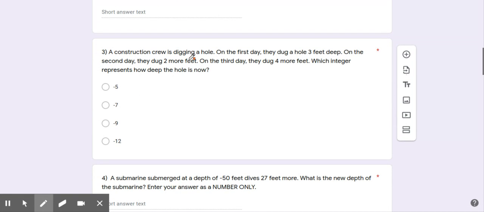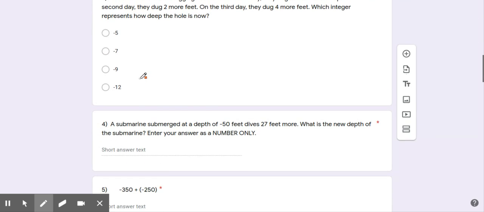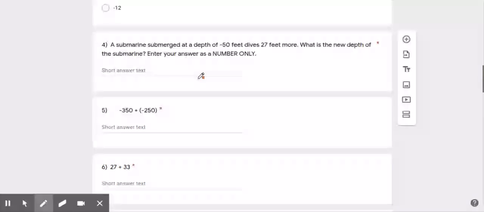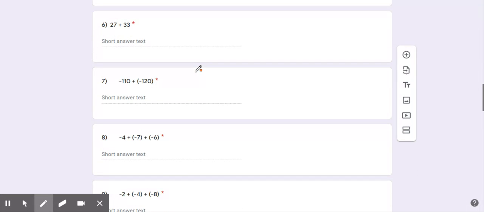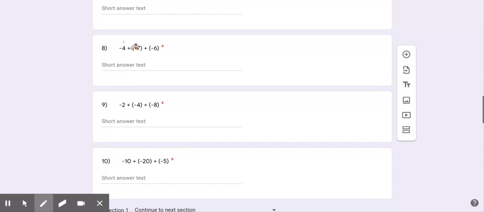Number 3, you're digging a hole. You dig 3 feet down, then 2 feet down, then 4 feet down. And so which of these integers represents how deep the hole is now? Number 4, you still got a submarine, similar to number 2. Okay, look at numbers like 8, 9, and 10 right here.